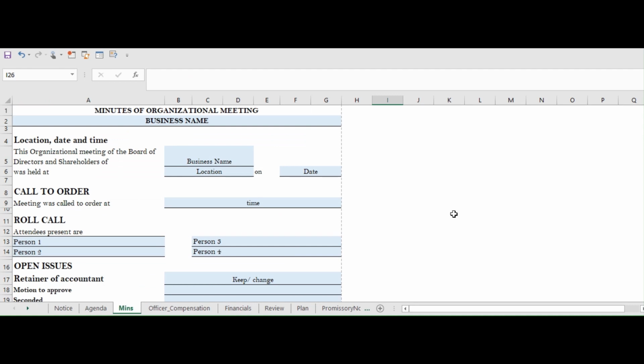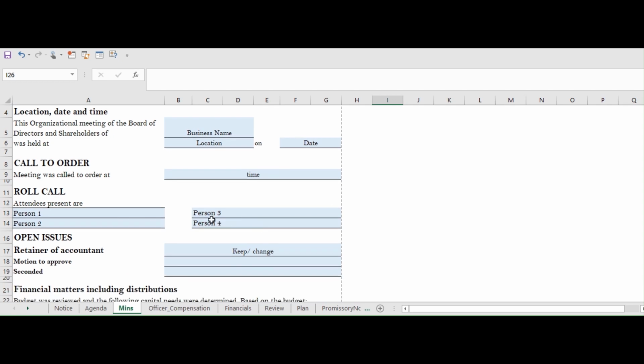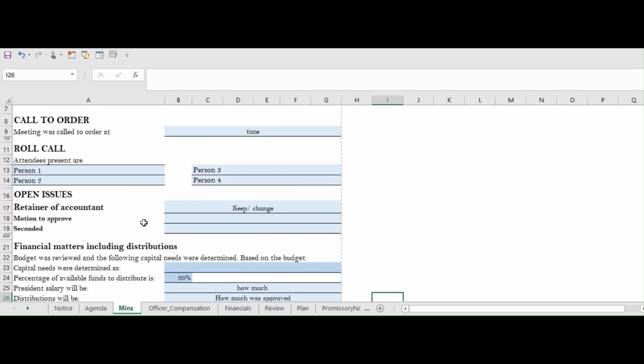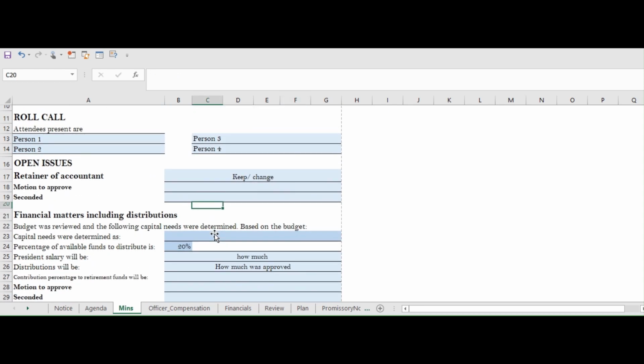So during the meeting, you want to keep minutes. And this is a great template for you to keep track of what is important. You just fill in the blue shaded areas. You write the business name, the location, the date, the call to order time, the people in attendance, the retainer accountant, talk about that, keep or change, make your choice. And then someone motions to approve, and then someone seconds it. And there it is, you have your resolution.